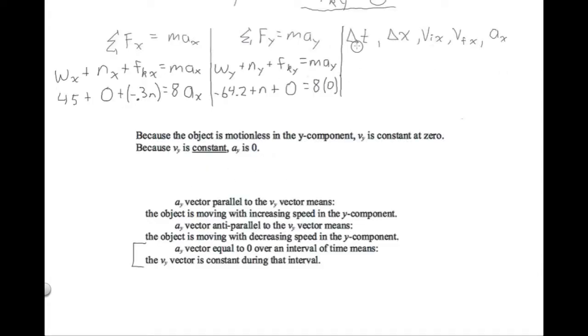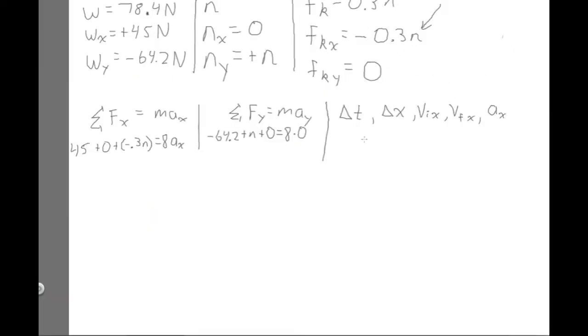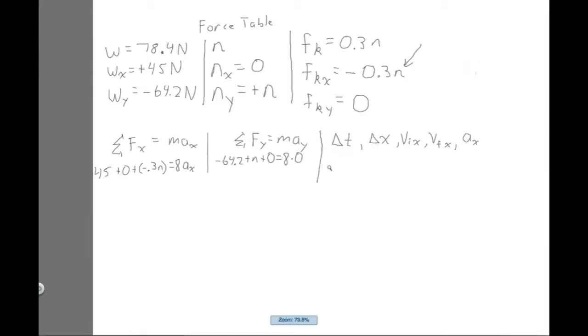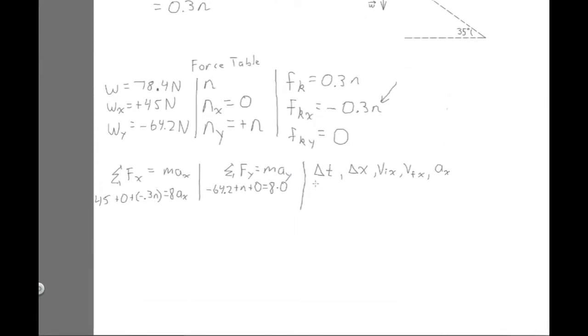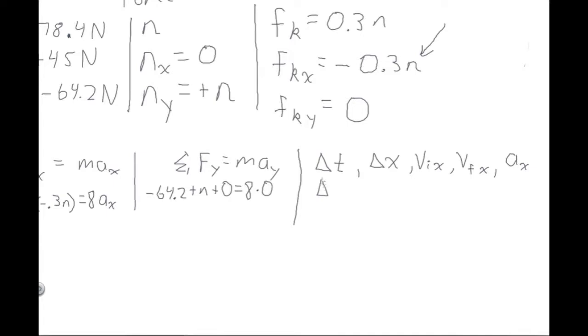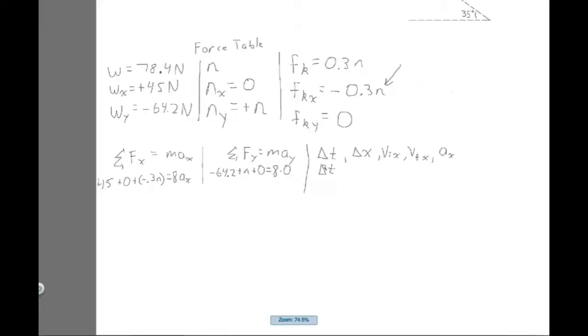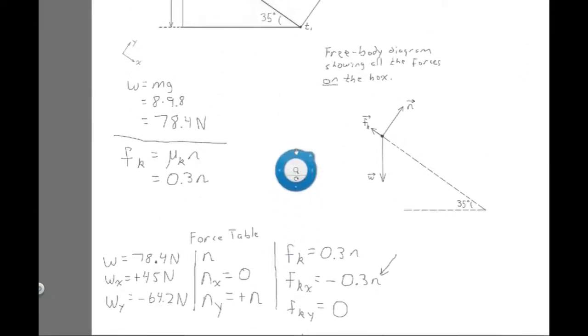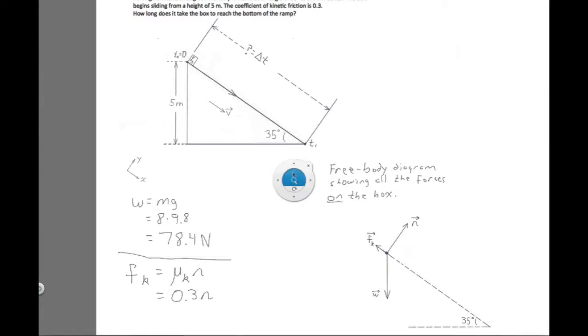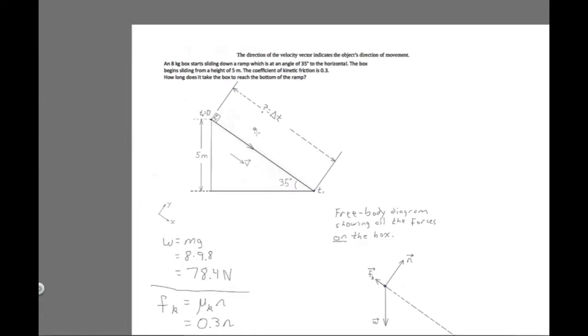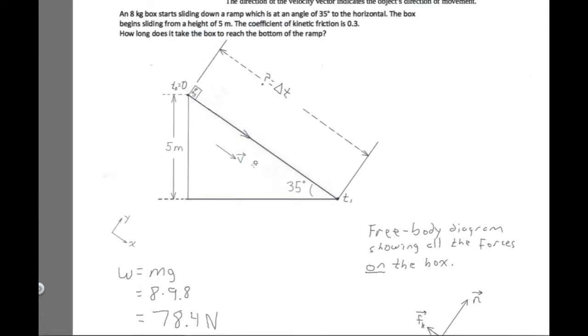So let's plug in some specific numbers and symbols into the setup for our kinematics approach. Let's see, so for our delta t, we don't know that. And here's an interesting one, delta x. So do you see delta x in this picture? It would be useful to build delta x into this picture. How would we build delta x into that picture?